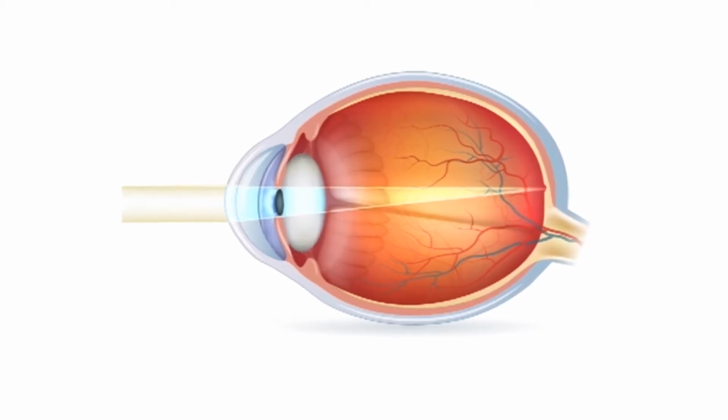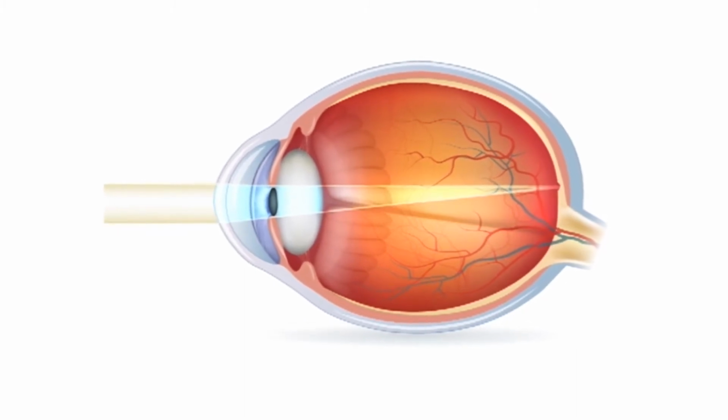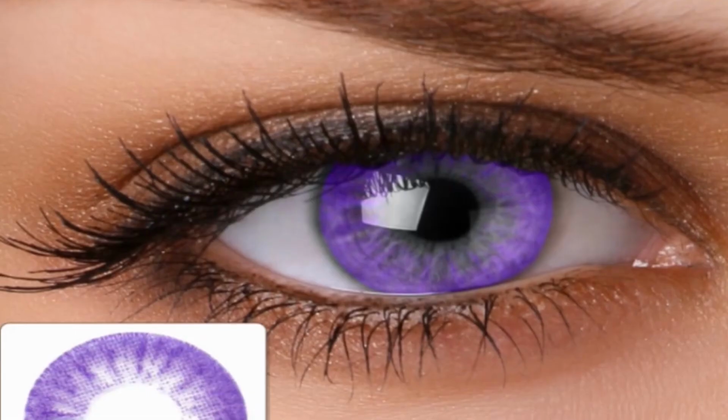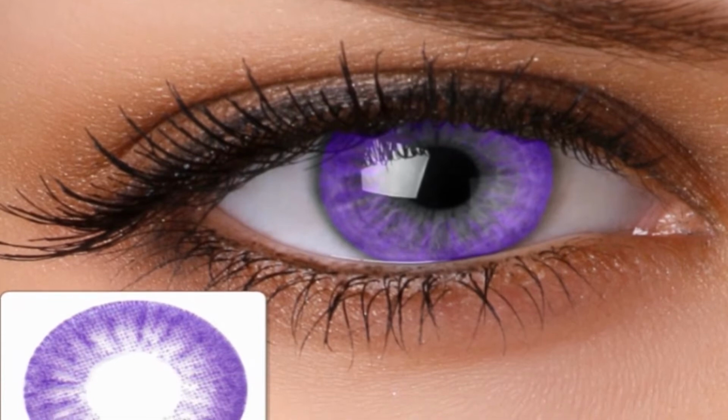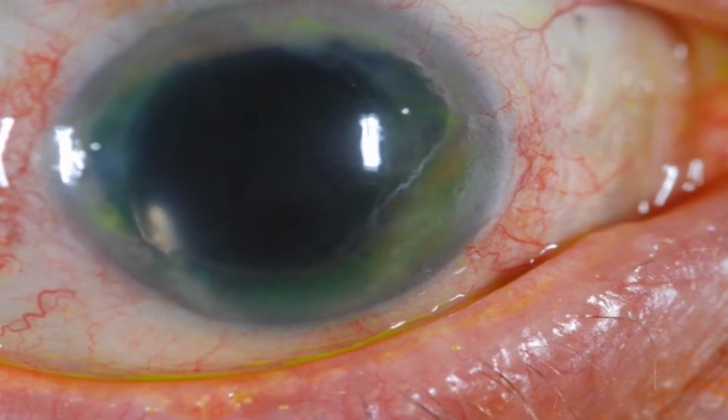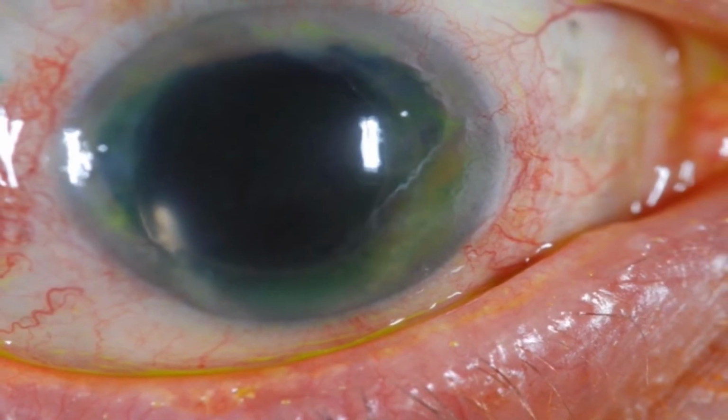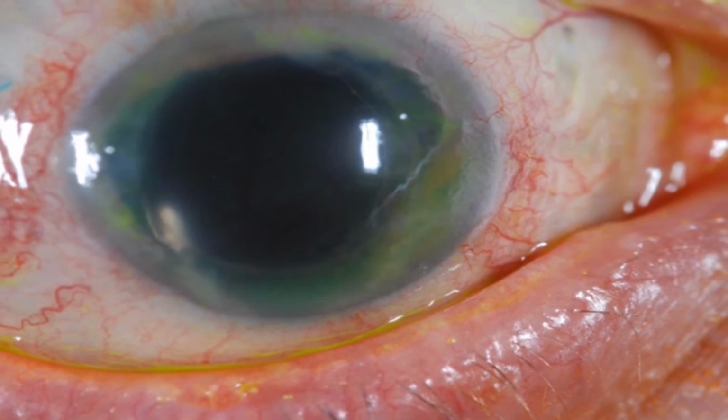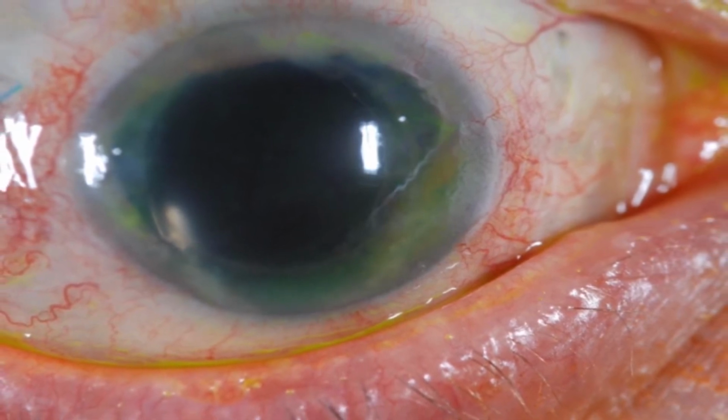In a normal eye, light passes through the transparent lens to the retina. The lens must be clear for the retina to receive a sharp image. If the lens is cloudy from a cataract, the image striking the retina will be blurry and the vision will be blurry. The extent of the visual disturbance is dependent upon the degree of cloudiness of the lens.